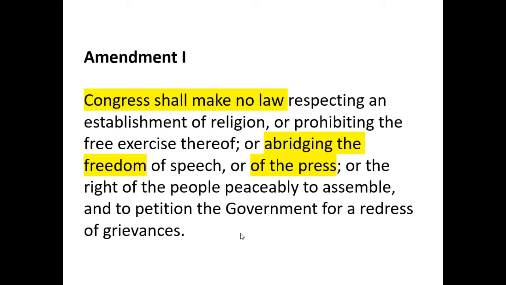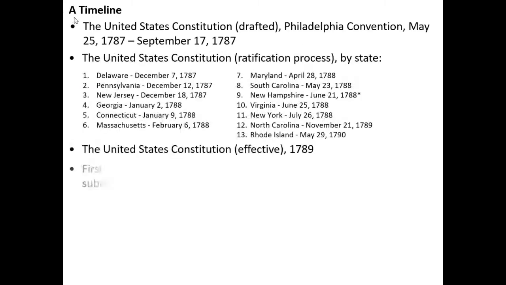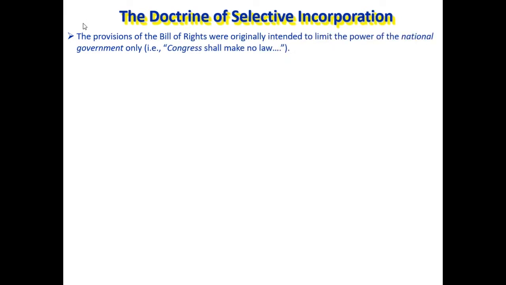Another bit of evidence to support that is that in some original drafts of amendments that were submitted to that first Congress in 1789, there were provisions that would have limited states, but they were taken out. Okay? So there's no question, it is very clear that the original purpose of the Bill of Rights was to limit the authority of the national government.